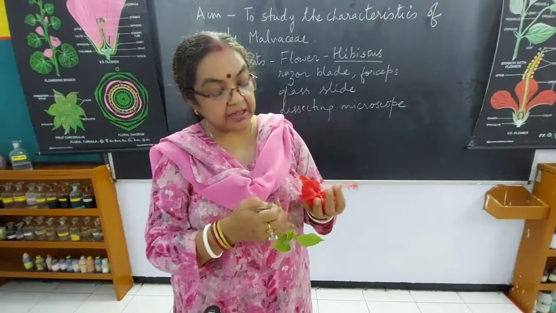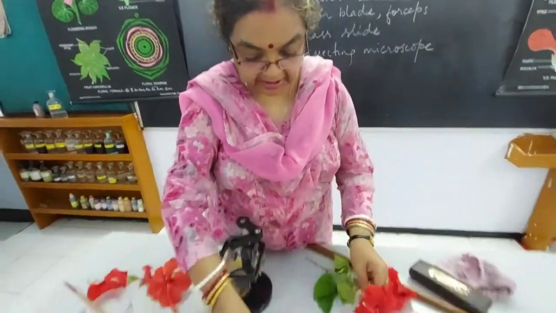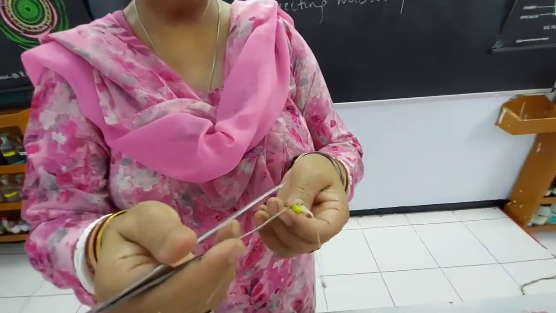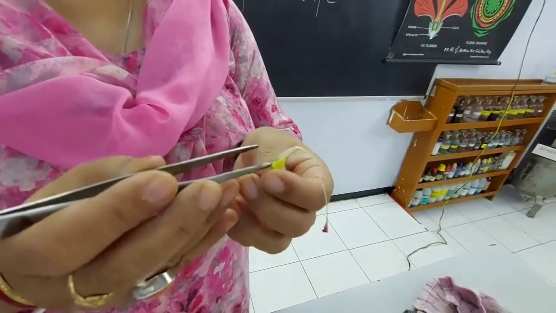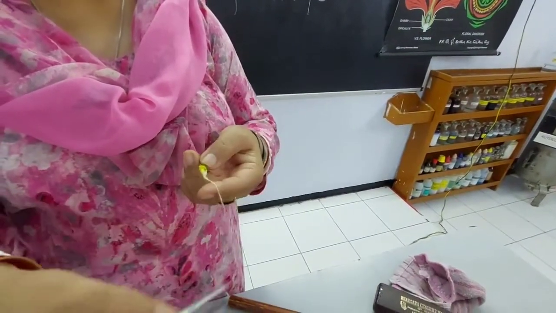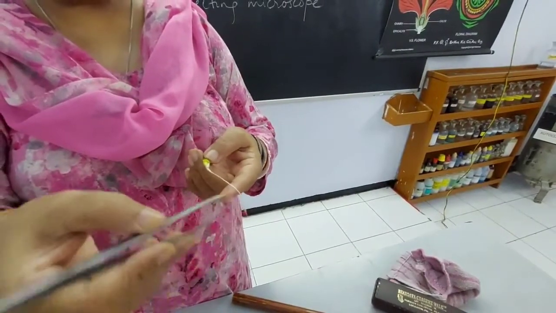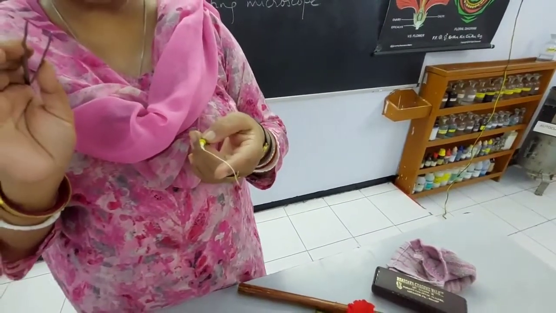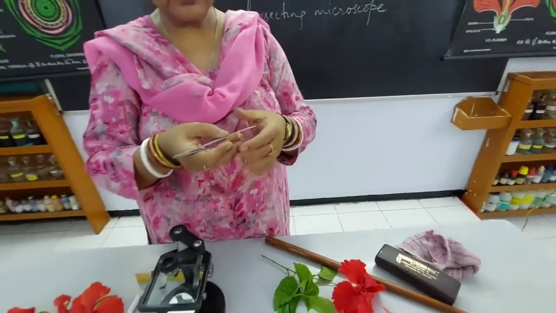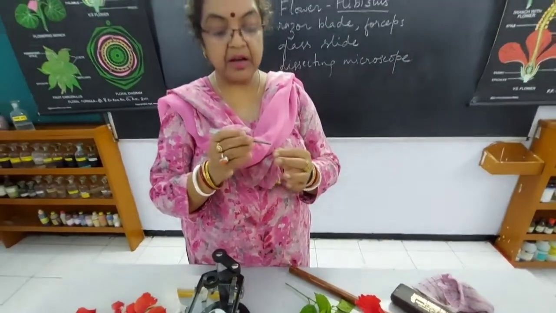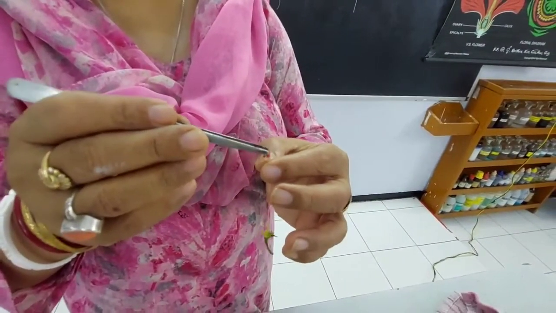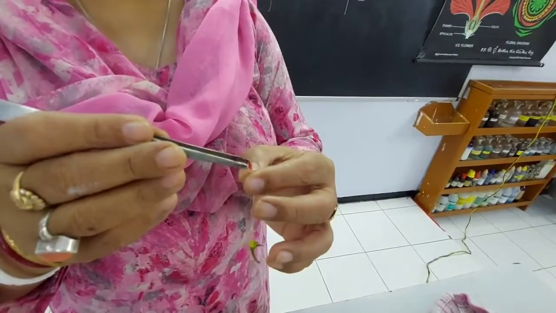Then come to the female part. The female part is made up of 3 parts. First, this is the ovary, which is attached to the thalamus. Then this is the style which goes inside the staminal tube, so from outside we cannot see the style. It lies inside. Then these are the stigma, and there are 5 stigma. This type of stigma is called pentafid stigma.